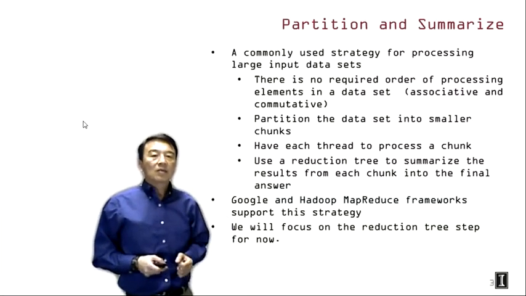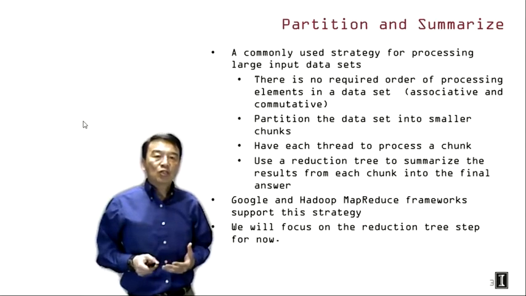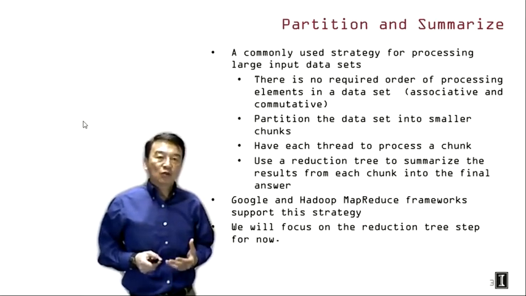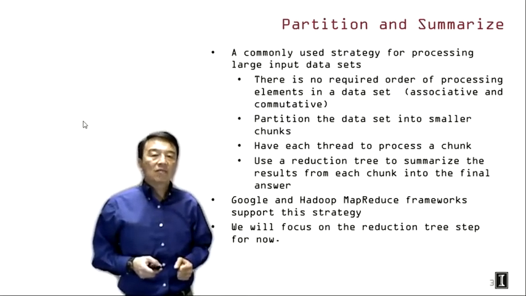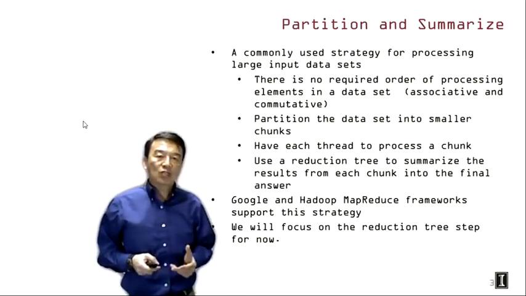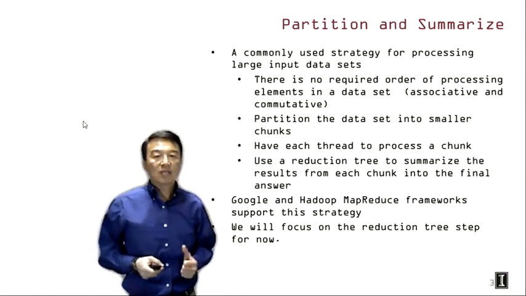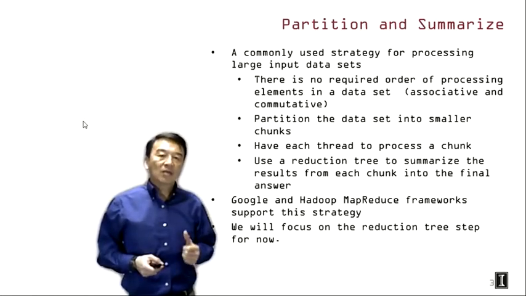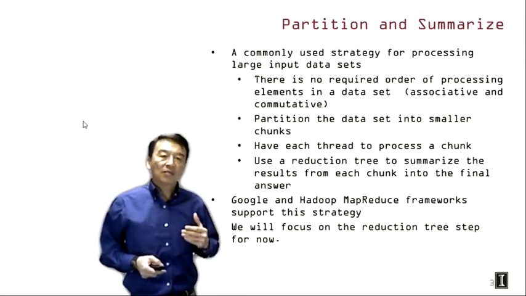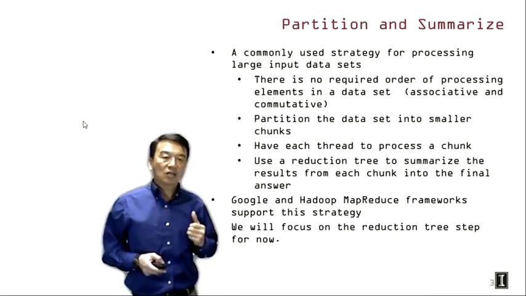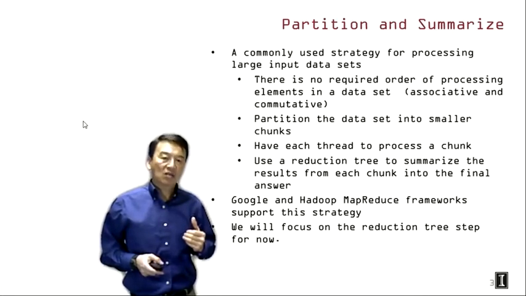The use of reduction usually comes from a strategy called partition and summarize. And this is a very commonly used strategy for processing very large input data sets. And in order to apply this strategy, there needs to be no required order of processing these elements in the data set. And in mathematical terms, this is called associativity and commutativity.